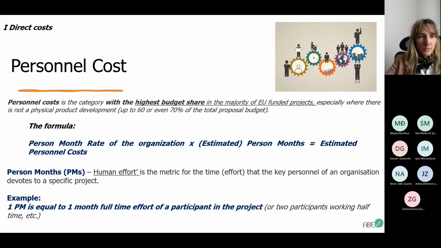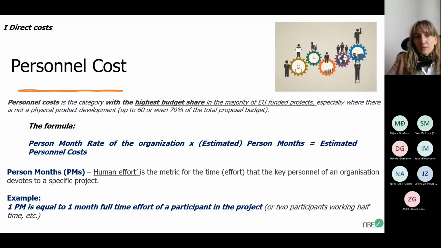It's within the direct costs. It's personnel costs, and this category is actually one of the most important, as I said, and also the calculation of it is very important. It represents the highest budget share in the majority of EU-funded projects, especially when there is no physical product development, for example, software project development, and it can go up to 60 or 70% of the total proposed budget.